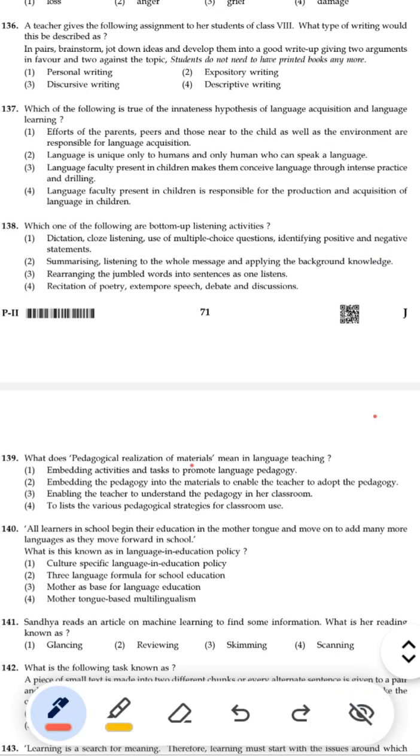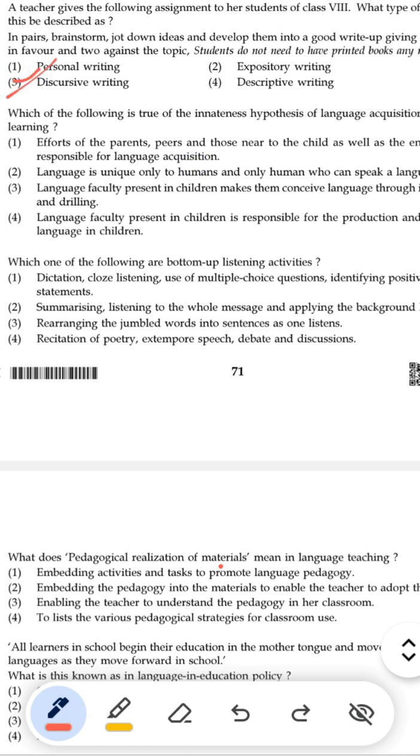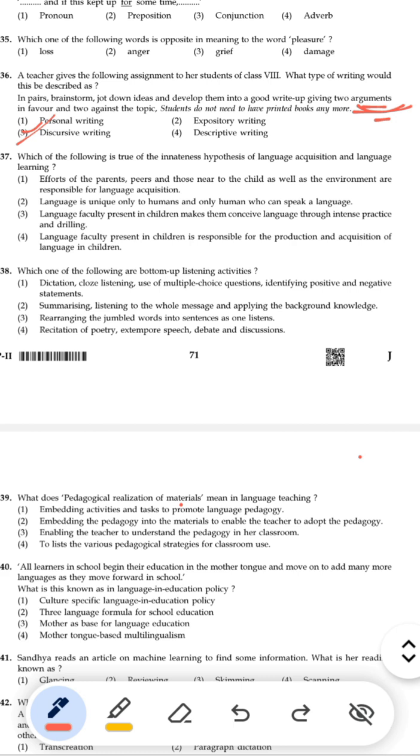If you see carefully, from the word arguments itself, we can say that it is some sort of assignment which is debate based. So this type of writing is known as discursive writing. The keyword here is arguments, wherein students have to argue in favor of the topic, and they also have to argue against the topic, 2 arguments each for and against. So the answer is discursive writing.